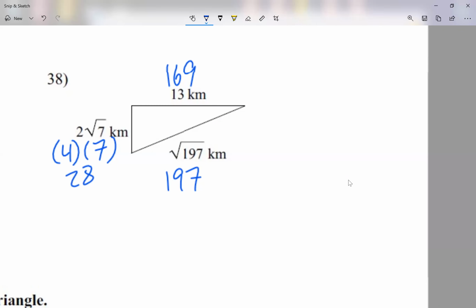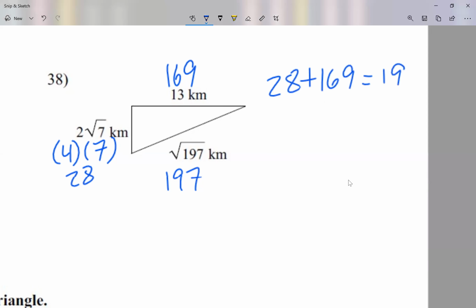Let me add the two small values, so 28 plus 169, and I'm saying it is equal to 197. I'm wondering if this is true or not. Now, 28 plus 169, it is indeed 197. So I'm going to say yes, this is a right triangle.